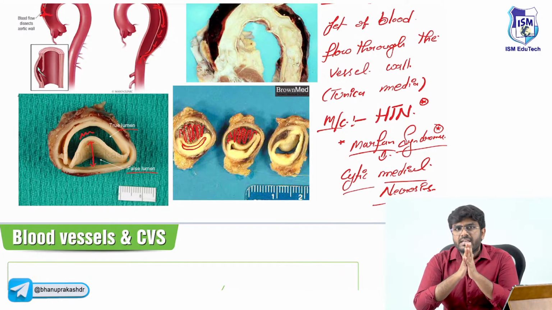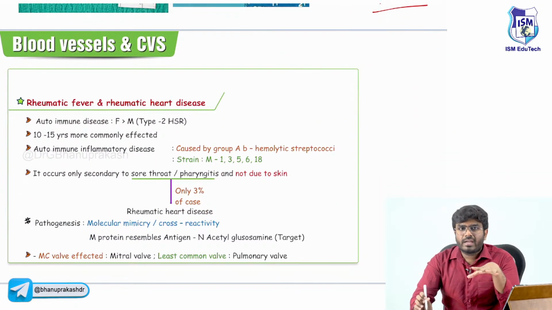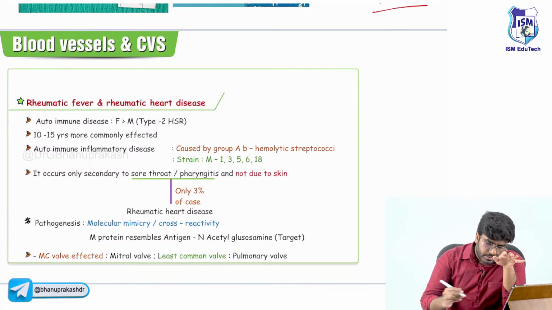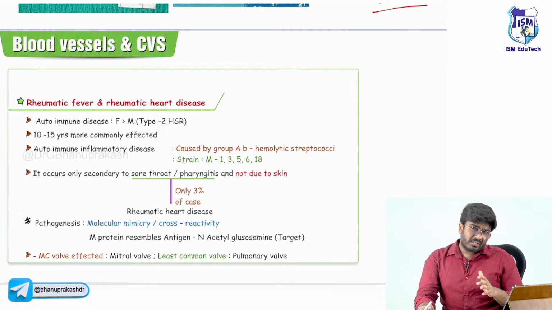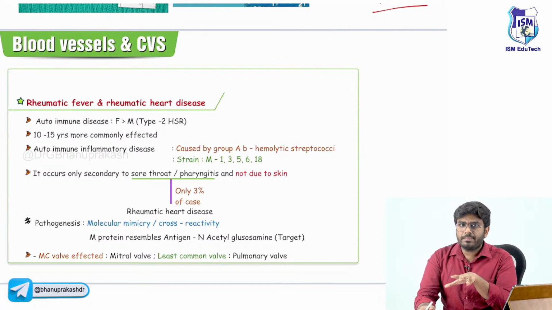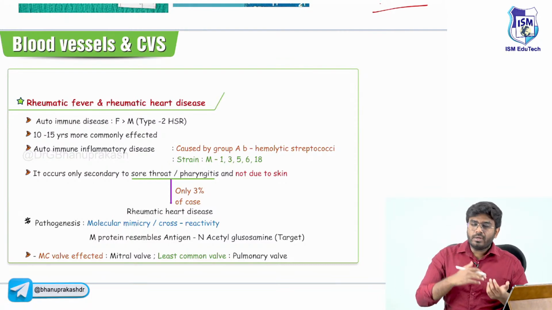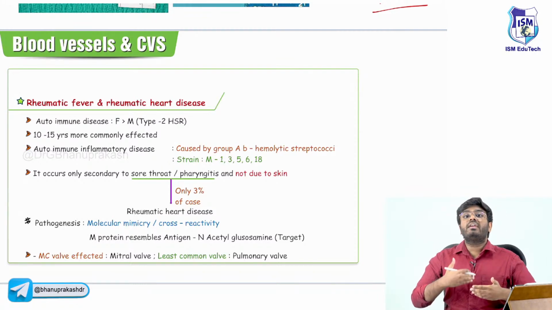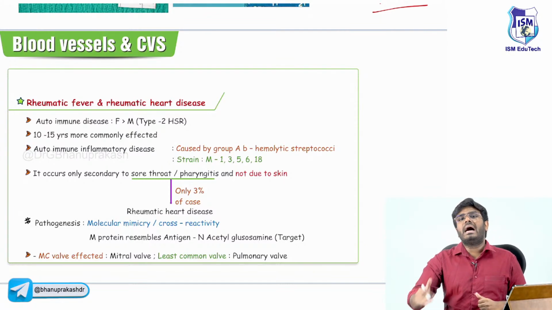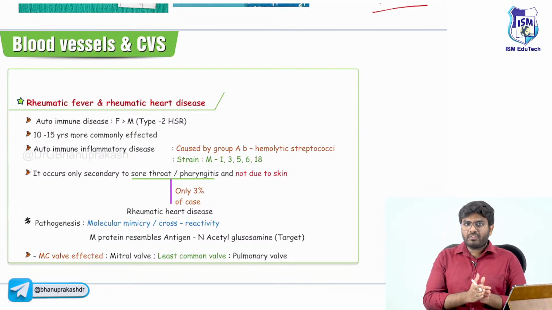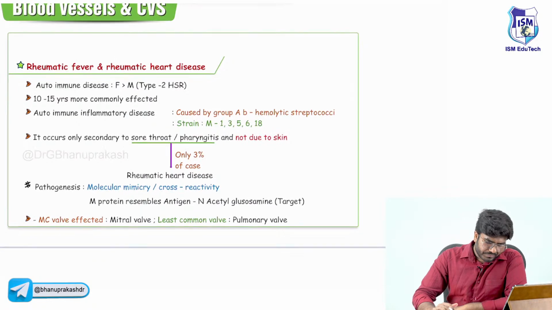Now, without any further delay, let's immediately start the topic of rheumatic fever. See, many students will have a confusion: what is rheumatic fever and rheumatic heart disease? Are they one and the same? I am telling you, first the person is going to get rheumatic fever. In this rheumatic fever, if the heart is involved, then it is called rheumatic heart disease. So rheumatic fever plus heart involvement is rheumatic heart disease. You will understand it one by one. So now let's begin with rheumatic fever.